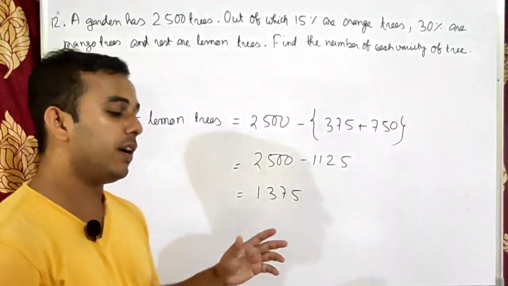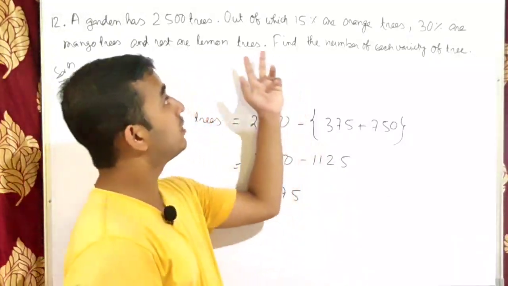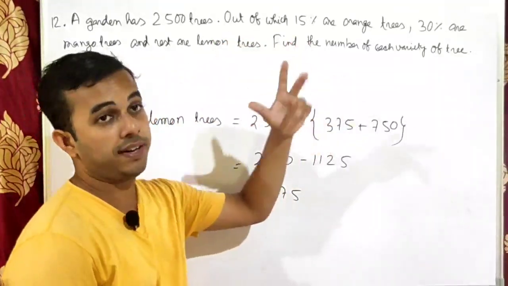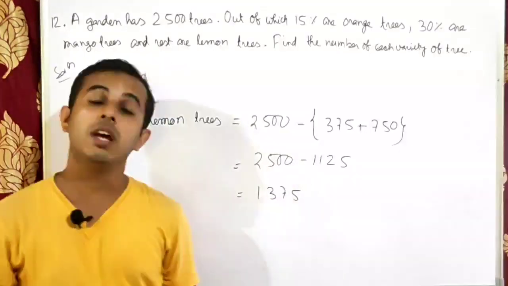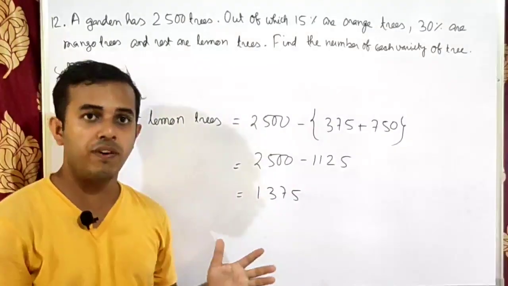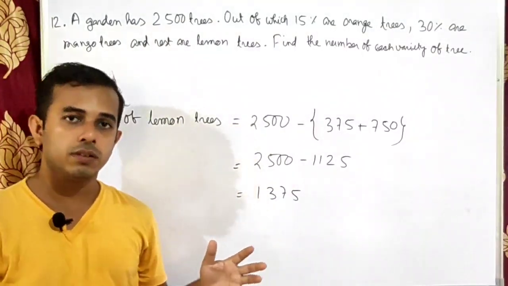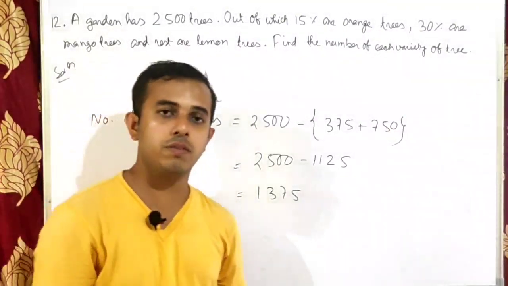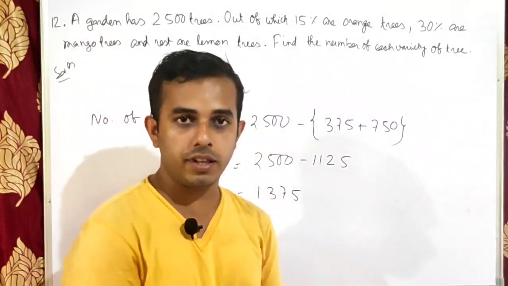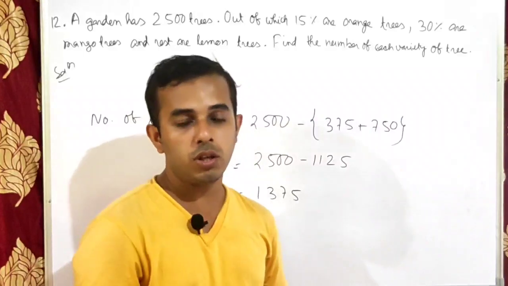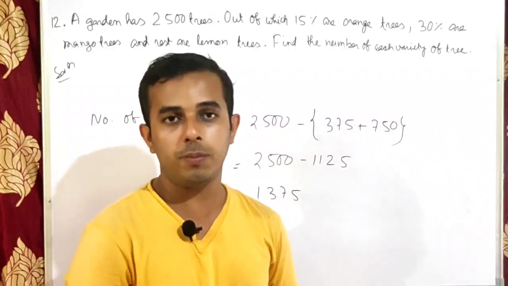So I hope you have understood how to solve this type of questions. How? First find out the percentage of one variety, then find the percentage of the second variety. If you find that, you will find the respective numbers, isn't it? Then if you subtract the numbers from the total, you can find the number of the third variety.